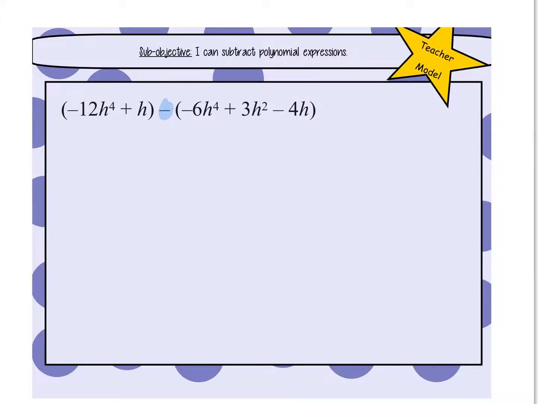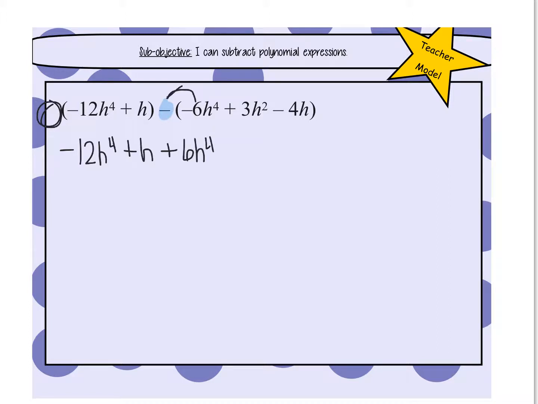Yes, I have some grouping symbols. So the minus 12h to the 4th plus h just comes down because there's nothing outside of the grouping symbol that needs to be distributed. But now I'm subtracting a negative 6h to the 4th. So if I subtract a negative, it actually becomes a positive.